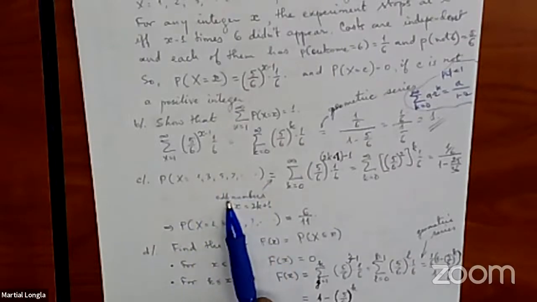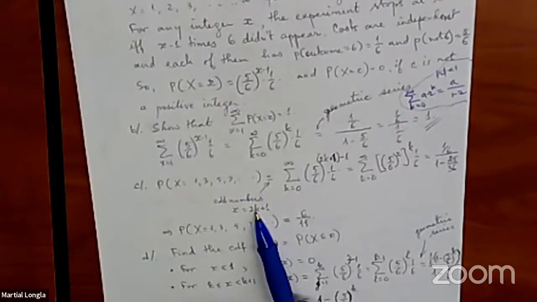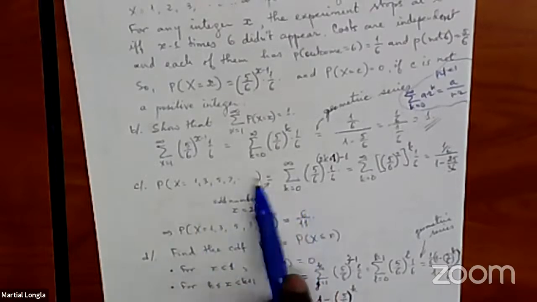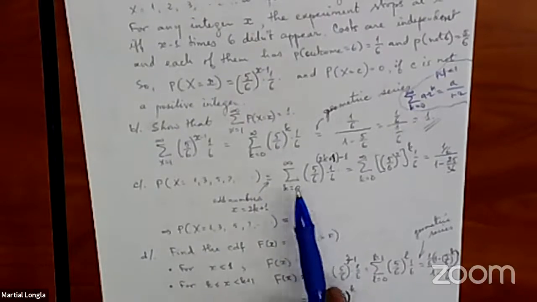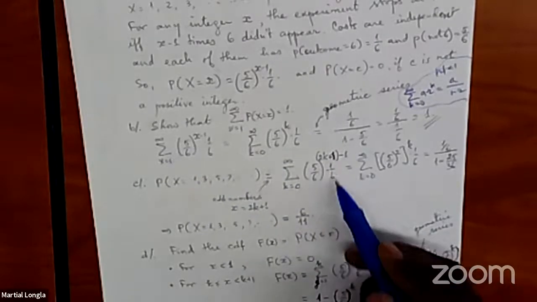Now, in finding the probability of having an odd number, that's what this is about. And I define the odd number. The odd number is any x of the form 2 times k plus 1, k going from 0 to infinity. That's the formula for every odd number, 2k plus 1. So you are going to add these probabilities for all those values of k from 0 to infinity, thus taking all the odd numbers, and that's 5/6 to the power x minus 1. So here that's 2k plus 1 minus 1 times the 1/6.